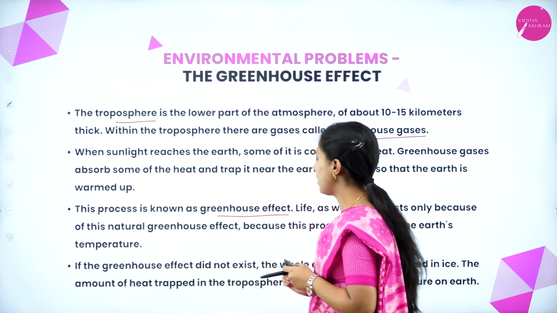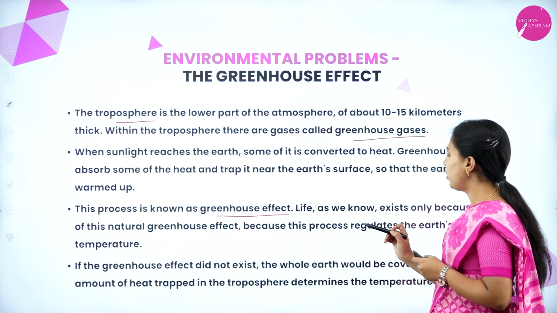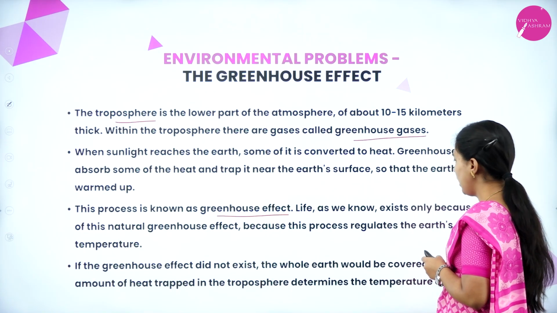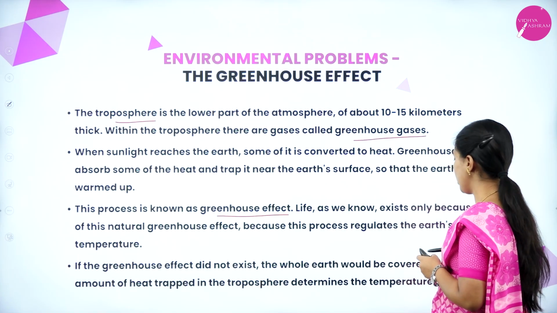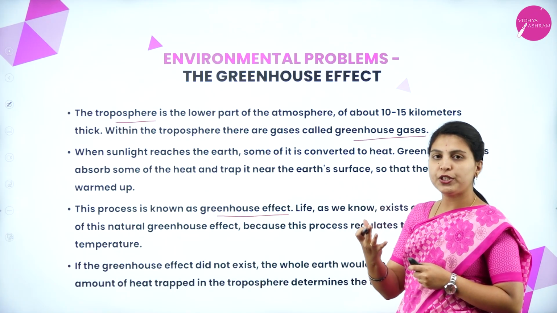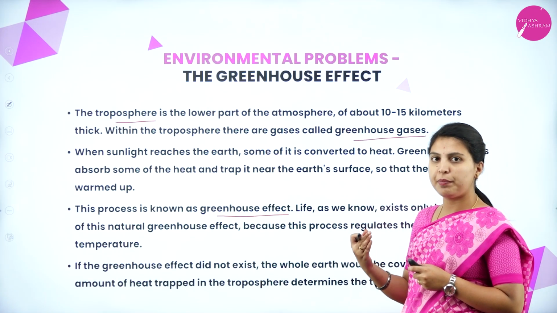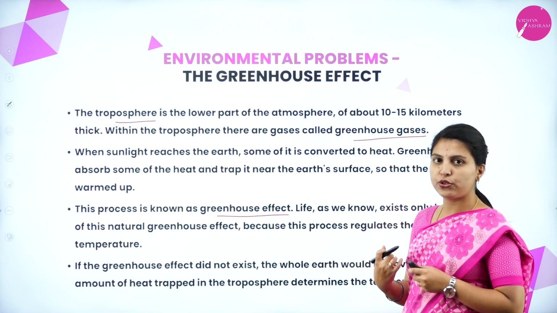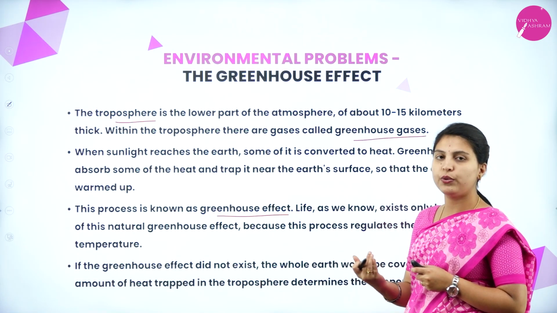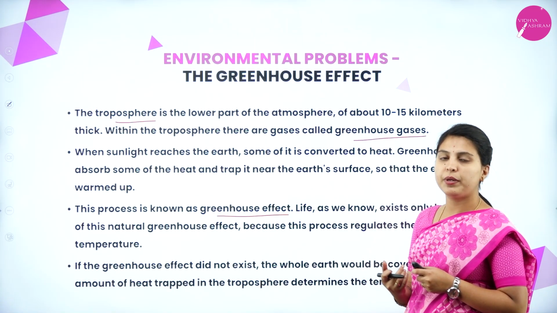If the greenhouse effect did not exist, the whole earth would be covered in ice. The amount of heat trapped in the troposphere determines the temperature on the earth. Whatever sunlight the troposphere traps, that much heat is absorbed by the earth. If it is not trapped by the troposphere, our earth would be completely covered by ice.